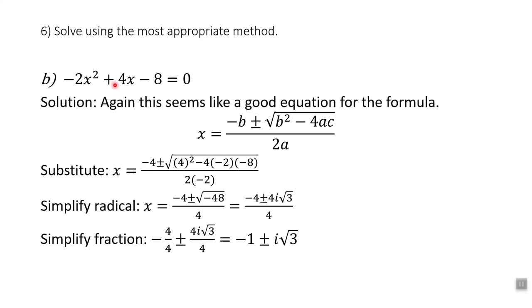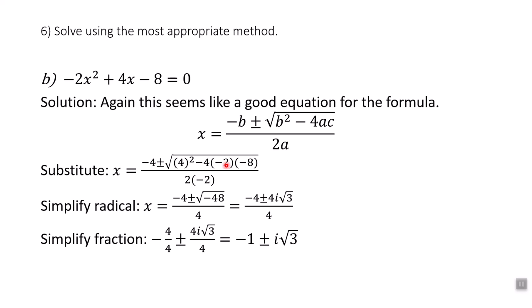Negative b, so it's a negative 4, plus or minus the square root of b squared, so 4 squared, minus 4 times negative 2 times negative 8, all over 2 multiplied by negative 2. Appropriate substitutions. 4 squared is 16. Let me see, we have 3 negatives here, so we're going to have a subtraction.